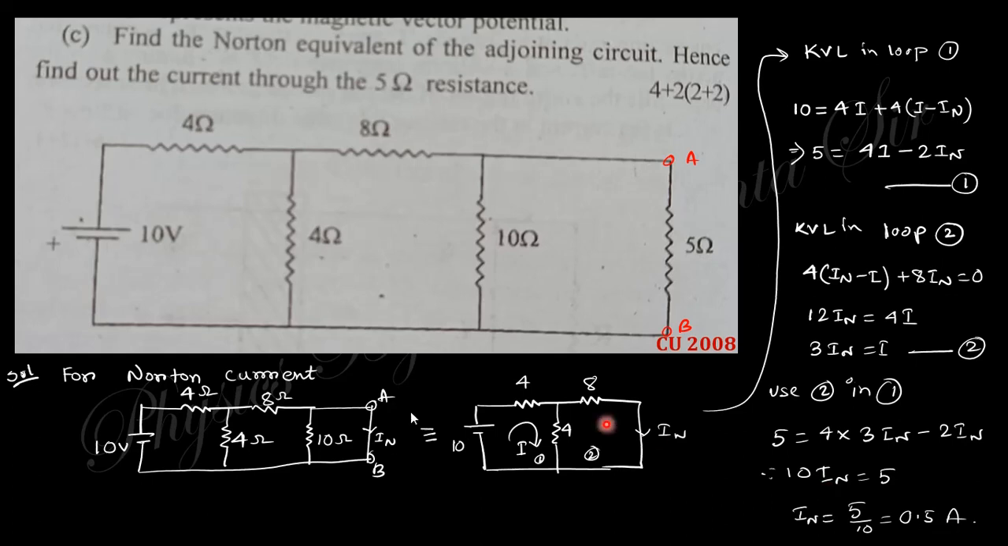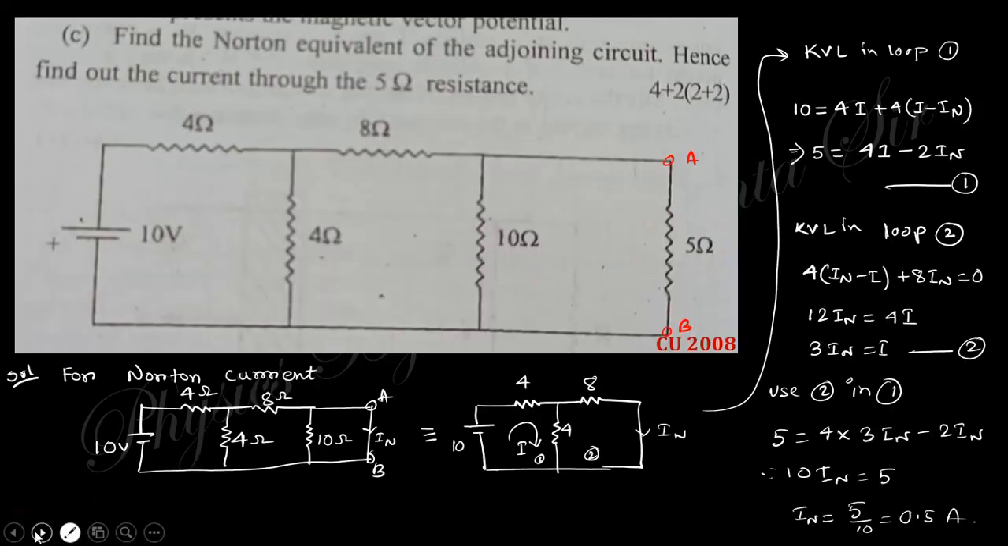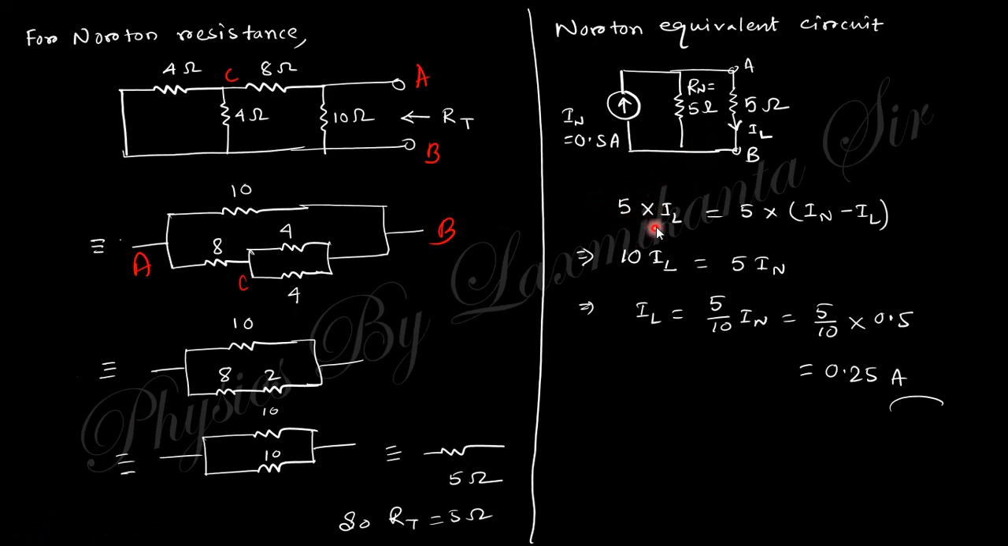So here the Norton current is 0.5 ampere and the Norton resistance is 5 ohm, and the load resistance given here is 5 ohm also. So you can see the voltage across these two resistances must be equal. If this is IL, this is IN minus IL, because the total current supply here is IN. If the current from this load is IL, then the current flowing from this Norton resistance must be IN minus IL, and these are in parallel, so the voltage must be the same.